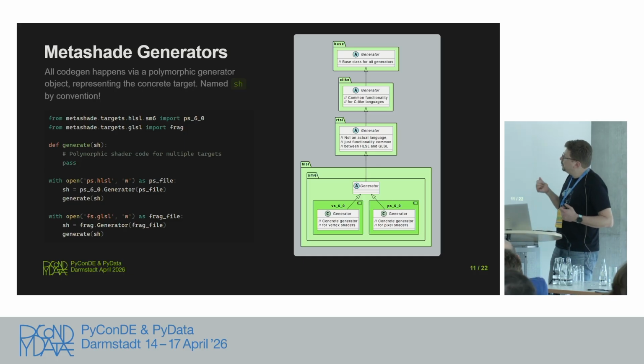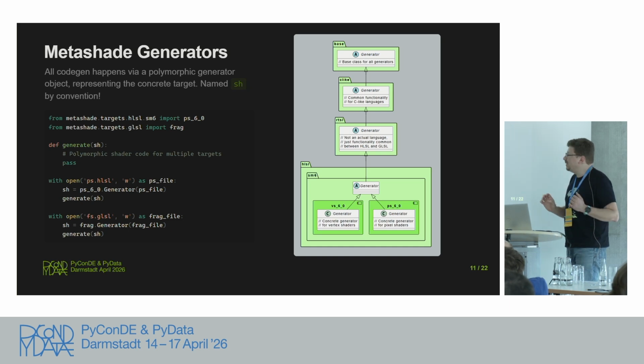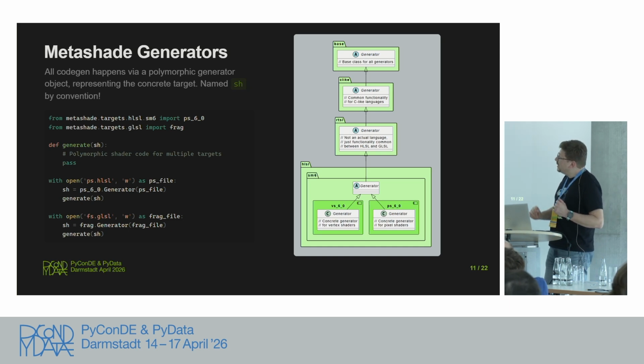Then I need to talk about generators. This is a central concept in Metashade. It's basically a polymorphic object that everything goes through in the code gen process. It's named SH by convention, but it's just a convention. So you always create a concrete generator for a specific target, for example, HLSL of a specific version or GLSL of a specific version. But then you can write a generic algorithm that works with this polymorphic generator and doesn't need to know what the actual implementation is.